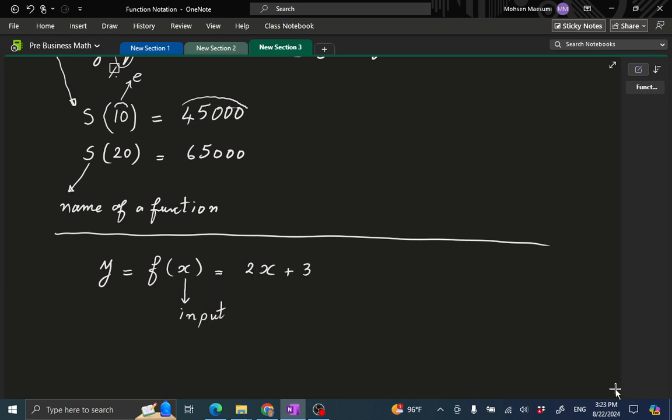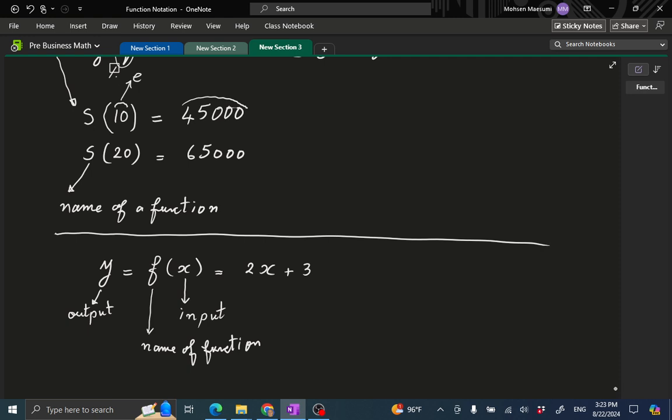And what we are getting out of this is going to be our output. The name of the output is y. This is the output itself, and this is the name of the output. This f is just the name of the function. So the f here is just like that s that stood for salary. Here it is just a generic example. f of x is 2x plus 3.